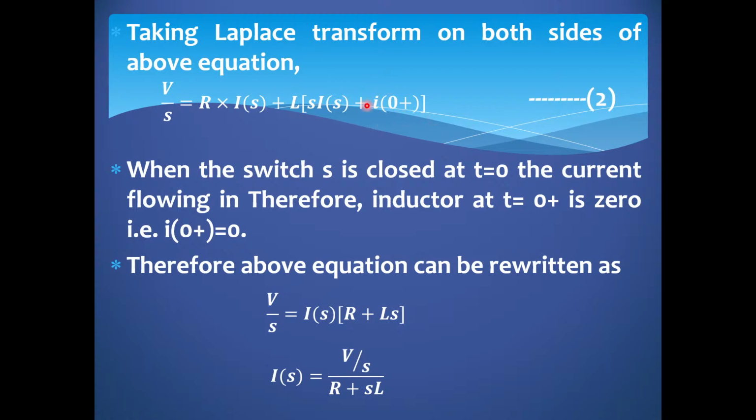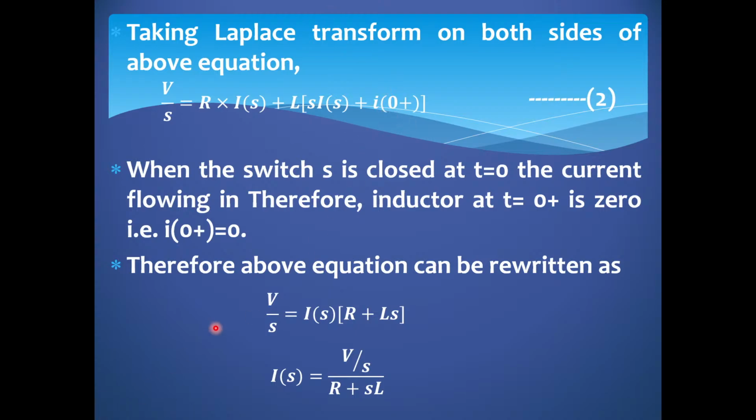I have written small i because it's the initial condition. For the initial condition, there is no need to write capital I. When you are transforming the time domain term into Laplace, d by dt of I of t is only s into I of s plus the initial condition, and for the initial condition you can write small i.